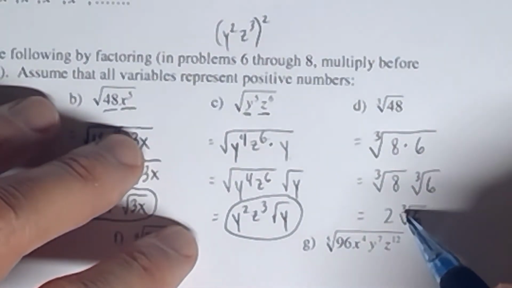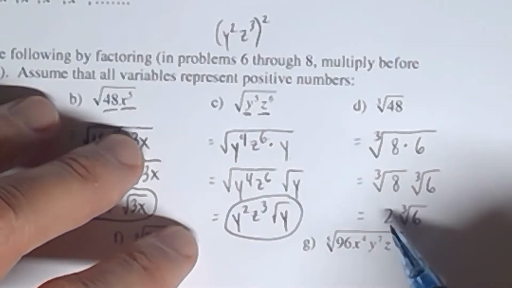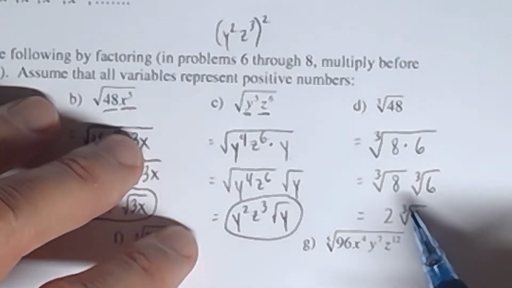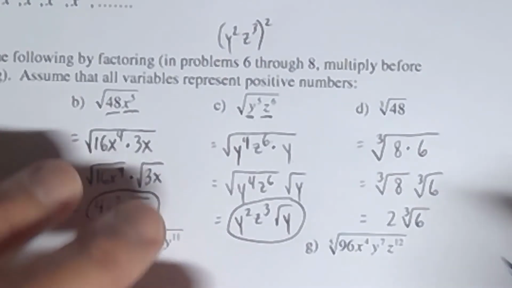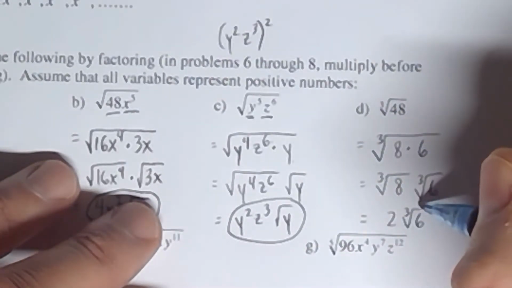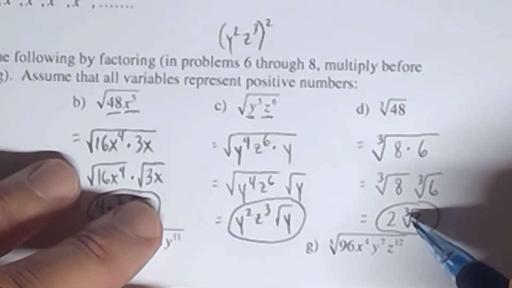Make sure that your 3 does not go too far out here beyond the radical sign. If it does, this will look like 2 to the third power. No, that's not what it is. It's 2 times the third root, or cube root, of 6. So make sure to keep that 3 from coming outside the radical right there. Don't let it escape out there and go beyond where the radical is here. All right.